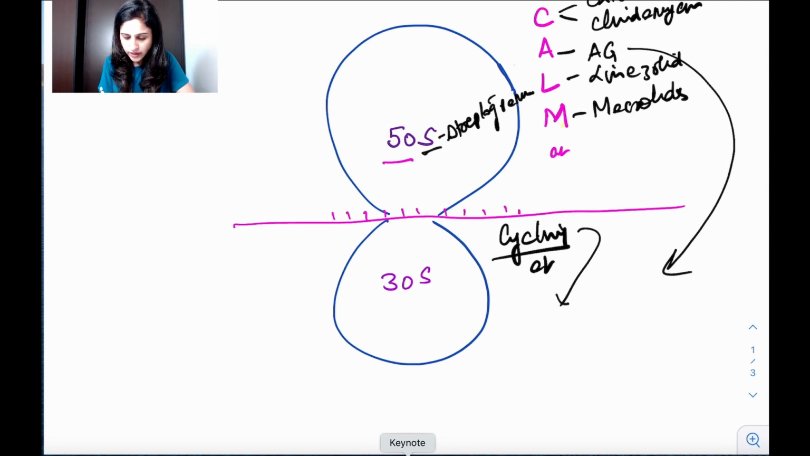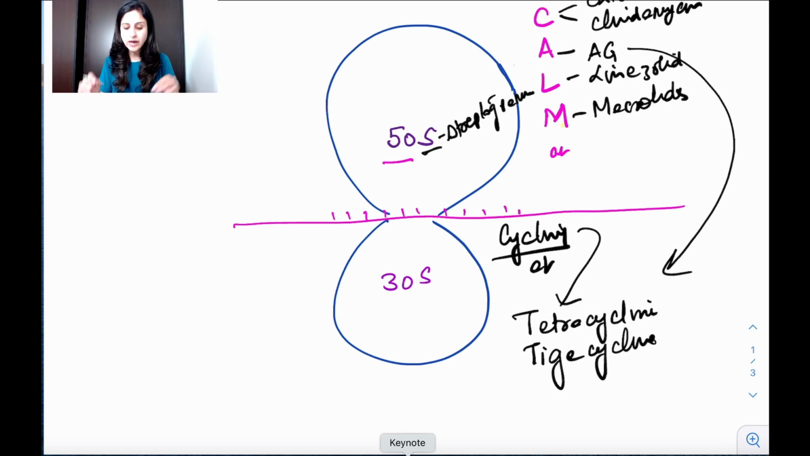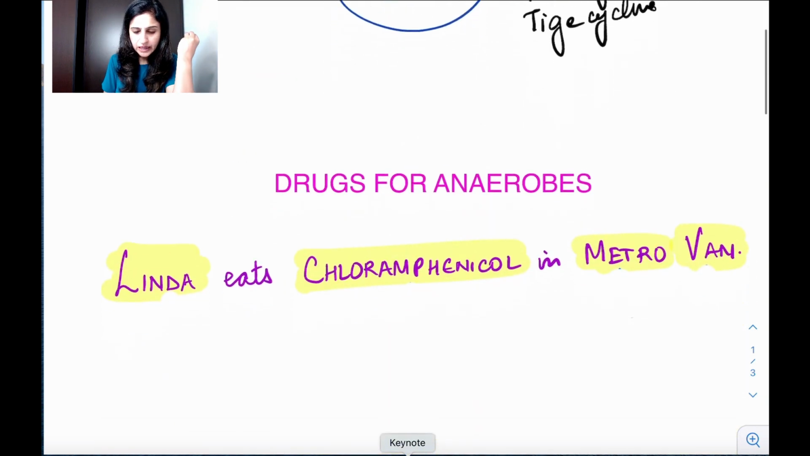ribosomes. So for example, we have tetracycline and tigecycline. So these are the two important drugs which act via the 30S ribosome. So easy to remember which are the drugs acting at the 50S, which is calm at 50, and at the 30S we have the cycle because they're cycling, energetic hai. So remember the cycle, jisme cycle aata hai.